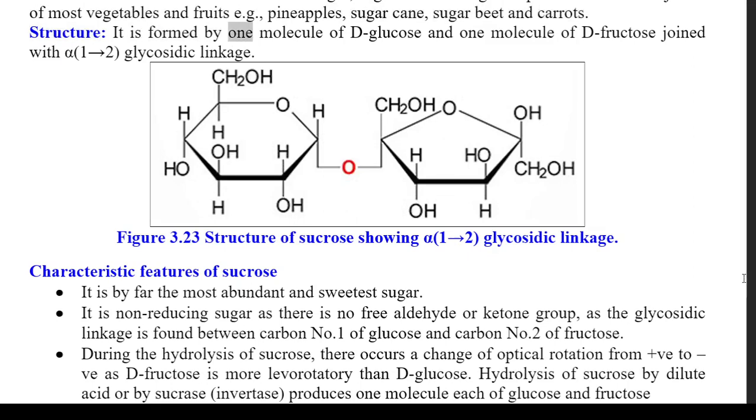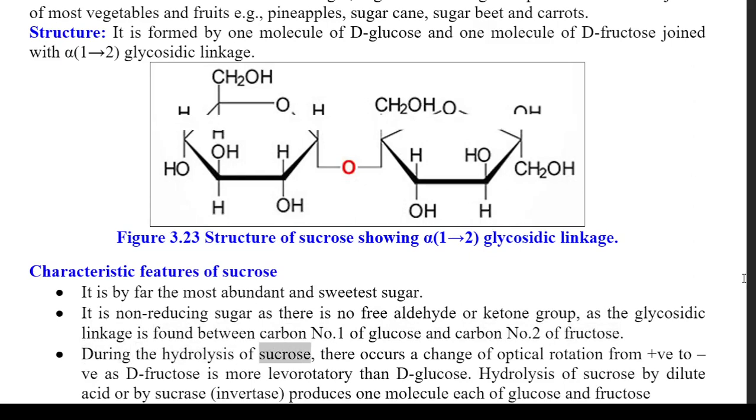Structure: it is formed by one molecule of D-glucose and one molecule of D-fructose joined with an alpha-1→2 glycosidic linkage. Figure 3.23: structure of sucrose showing the alpha-1→2 glycosidic linkage. Characteristic features of sucrose: it is by far the most abundant and sweetest sugar. It is a non-reducing sugar as there is no free aldehyde or ketone group, as the glycosidic linkage is found between carbon number 1 of glucose and carbon number 2 of fructose.